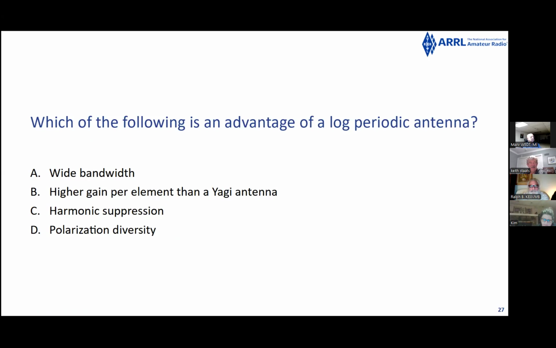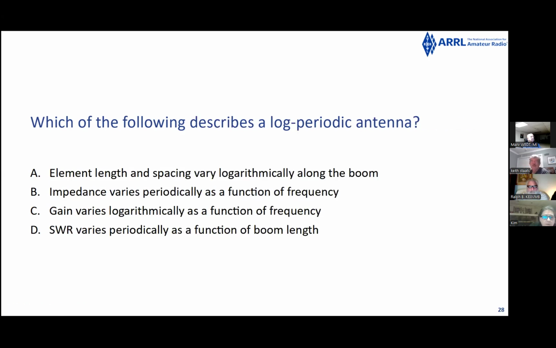Which of the following is an advantage of a log periodic antenna? Wide bandwidth, higher gain per element than a Yagi antenna, harmonic suppression, polarization diversity. B, higher gain. A, wide bandwidth. Okay, I gotta stop. I'm missing them all tonight. No, it's better to try.